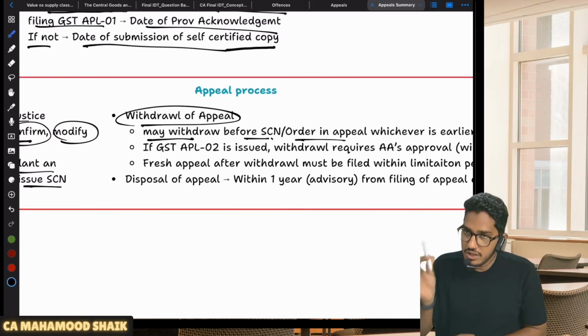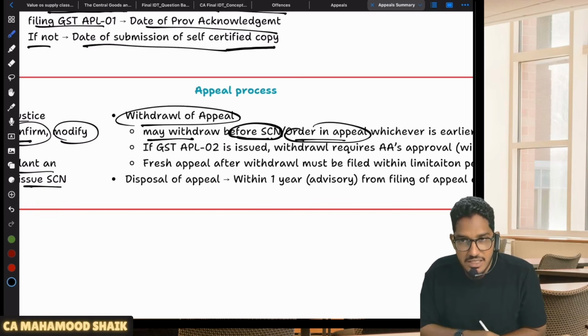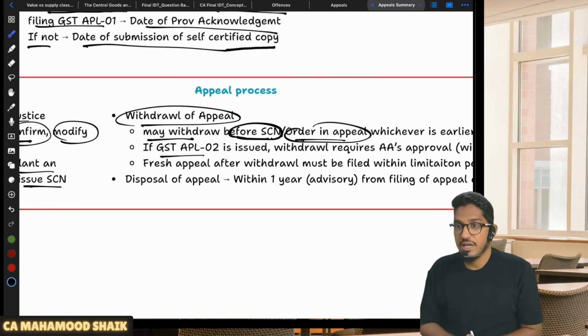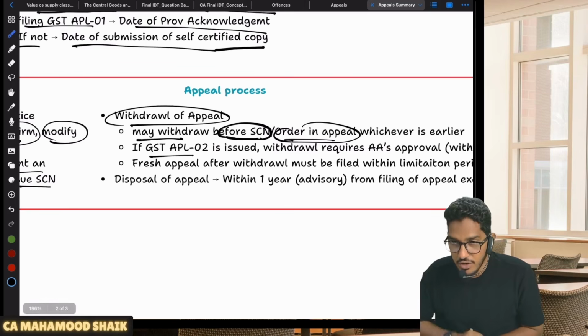So if you want to withdraw the appeal, yes, you can withdraw the appeal, either before the show cause notice or the order in appeal, whichever is earlier. Within that time you withdraw that appeal. However, if the acknowledgement is already issued, sir, you made an appeal, GST APL 02 acknowledgement is already issued, and you want to withdraw the appeal, yes, you can withdraw it if it is before the show cause notice or order.